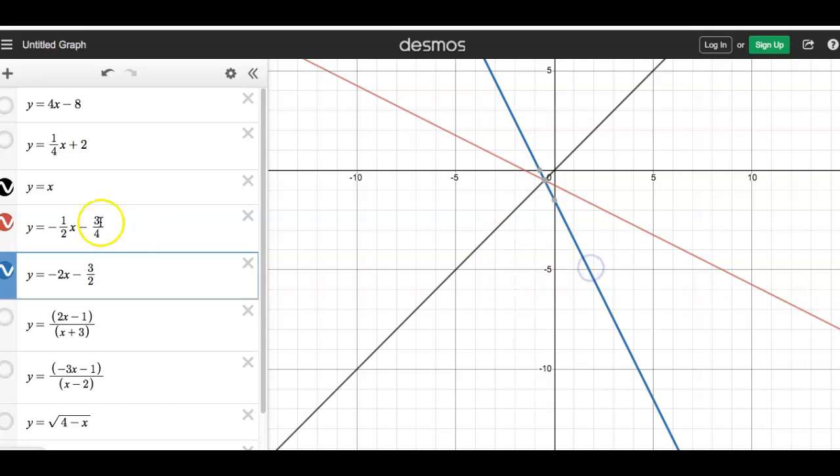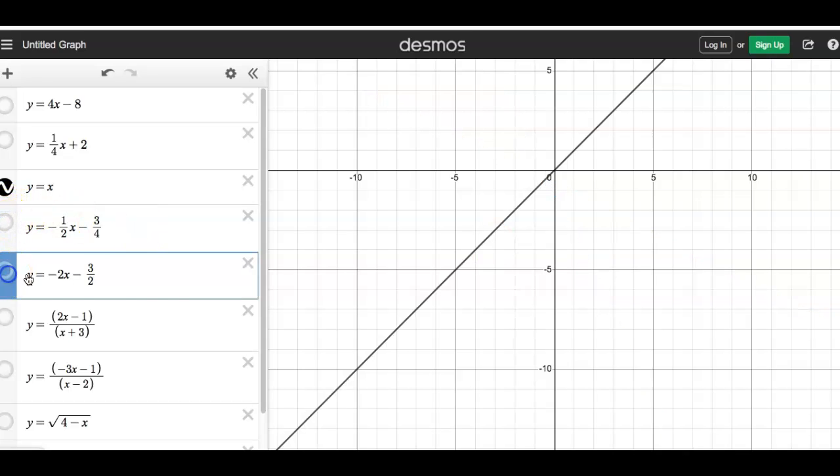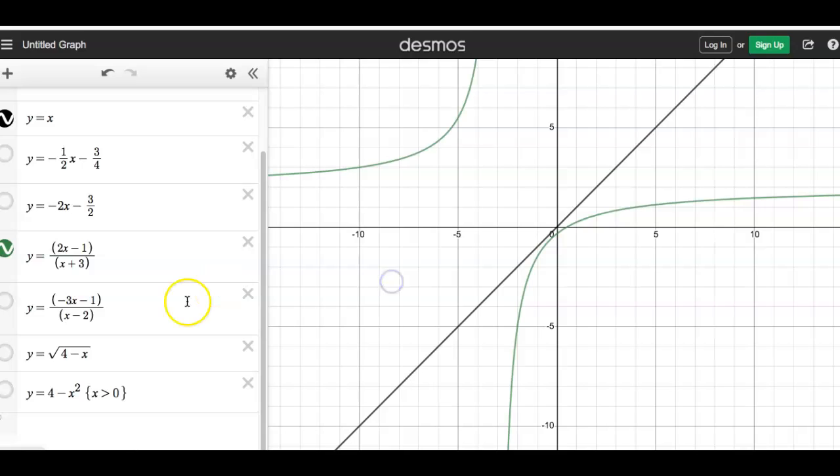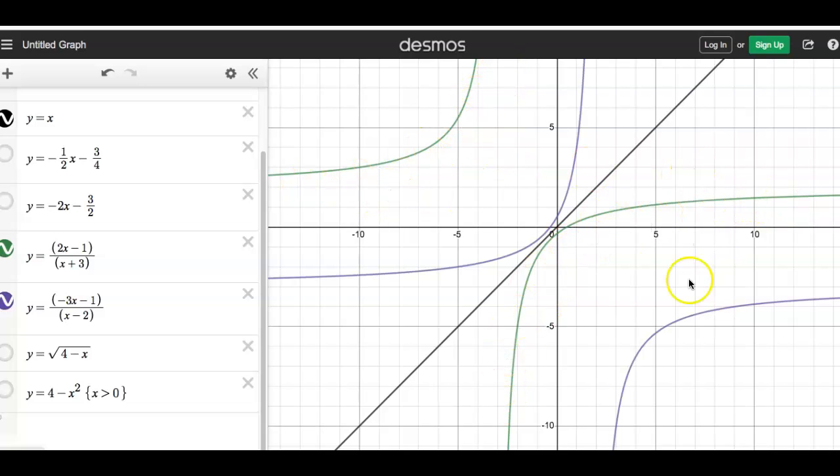If we turn those two off, we can see something a little more interesting. Let's look at this graph. We have that rational function, and its inverse is this graph. If you look at the halves of it, this purple piece is a reflection of this green piece, and this green piece is a reflection of this purple one over the line y equals x.